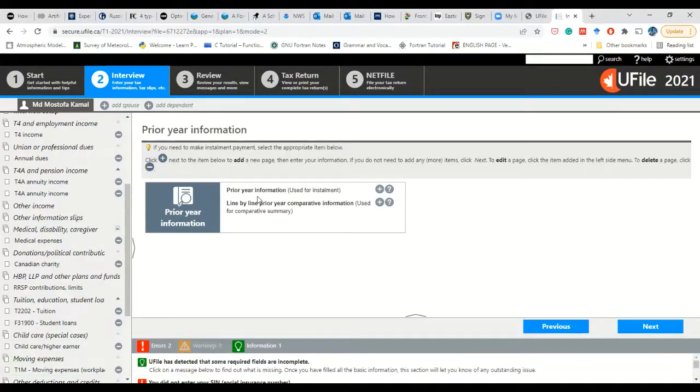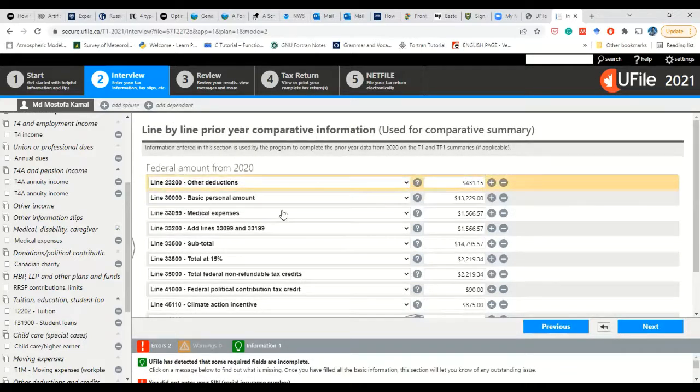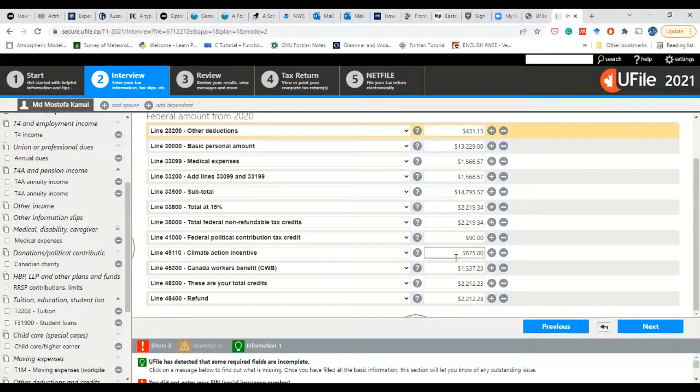And prior information used for installments: federal income tax and contributions payable. From 2020, if you have those, how much you made last year, if you have any information, then you can provide it here, like net income. These are automatically retrieved from my previous tax year. So for your case, forget about it if it is your first year of tax return.